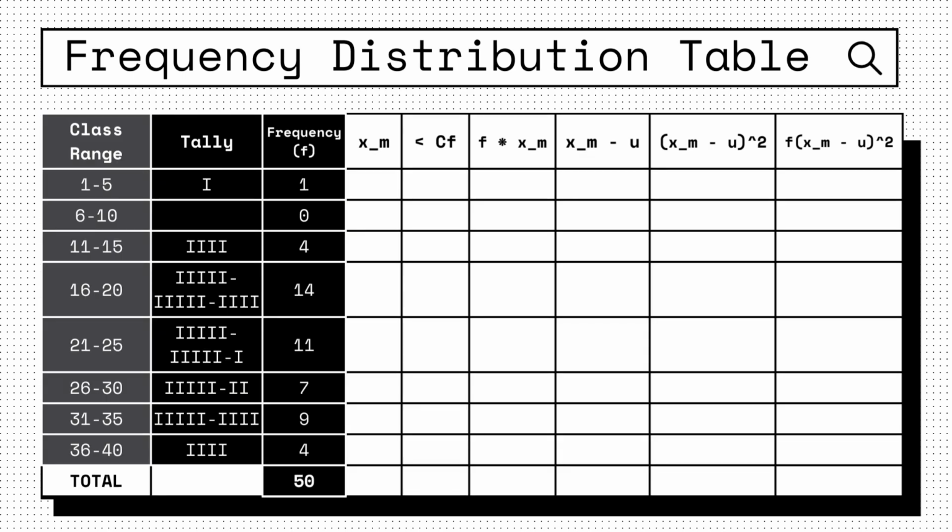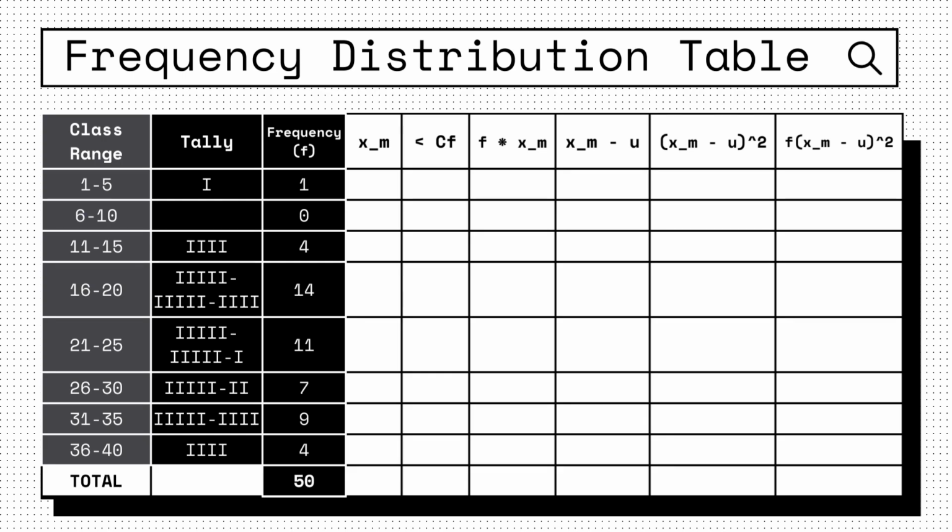For the second and third column, we will identify the tally and frequency. According to the given data, there is one student who got a score from 1 to 5. No student got a score from 6 to 10. 4 students got a score from 11 to 15. 14 students got a score from 16 to 20. 11 students got a score from 21 to 25.